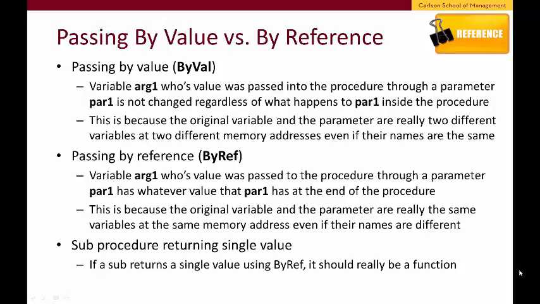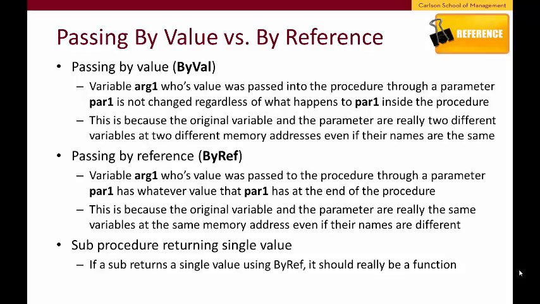We already discussed passing by value, where the variable argument passed to the procedure through a parameter is not changed regardless of what happens to that parameter. This is because the two are completely different variables with different memory addresses. Passing by reference, on the other hand, facilitates the transfer of values back from the subroutine to the main program.